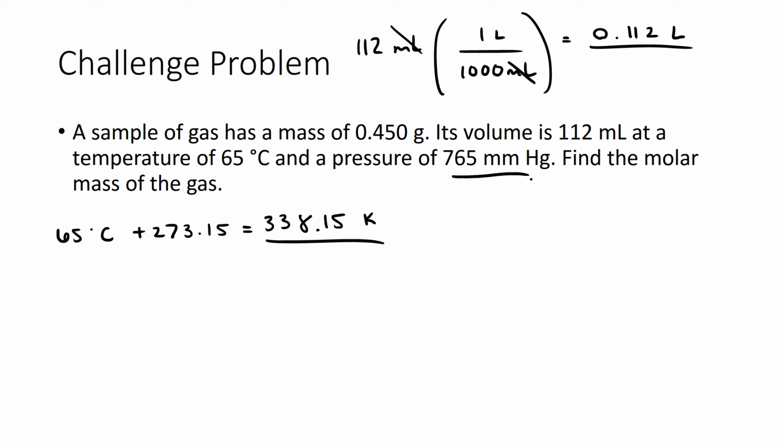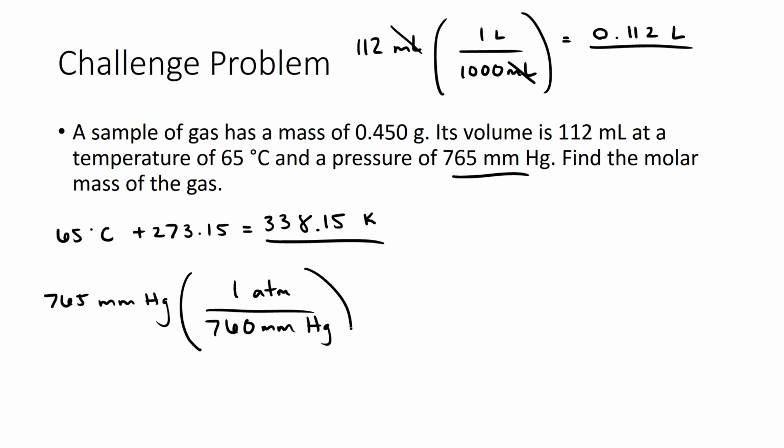And then finally, we're going to want to convert the millimeters of mercury into atmospheres. So we have 765 millimeters of mercury. We know there are 760 millimeters of mercury per 1 atmosphere. So when we divide these out, we get 1.01 atmospheres.